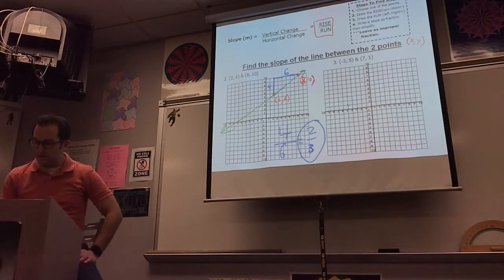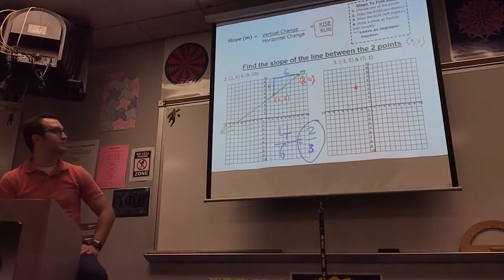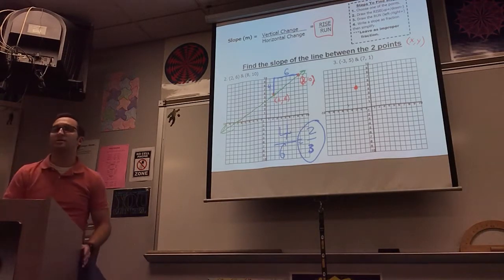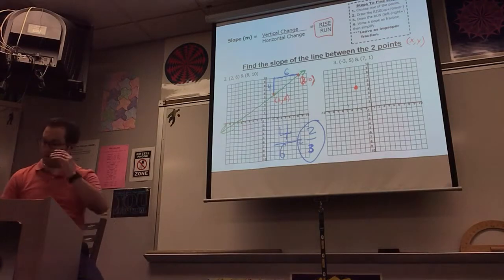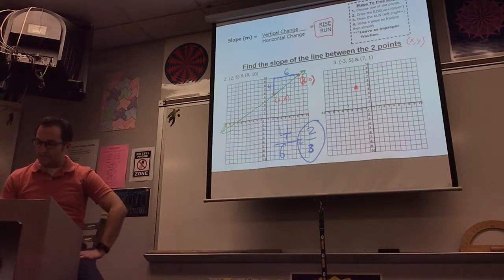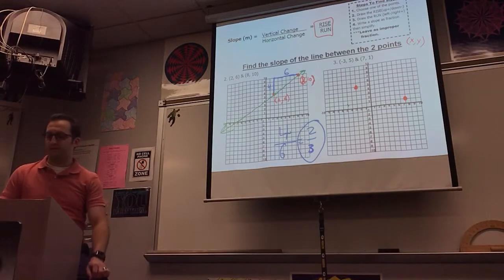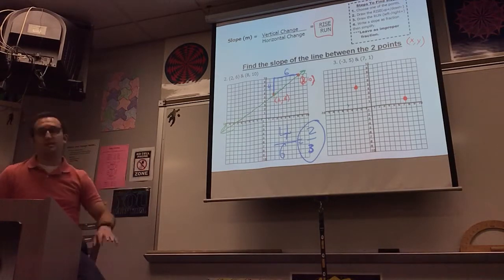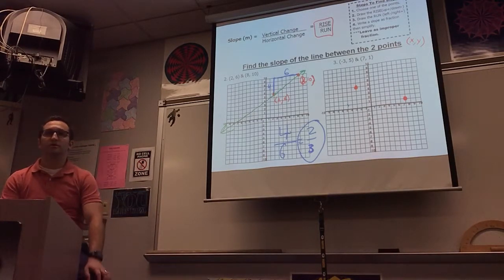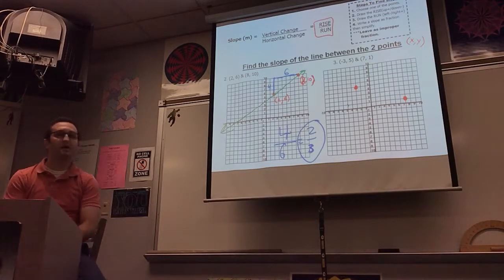So I got -3, comma 5. What quadrant is that? Quadrant 2, good. And then 7, comma 1 is in which quadrant? Now I got a new question for you. What do the instructions say to do? Find the slope of the line between the 2 points.